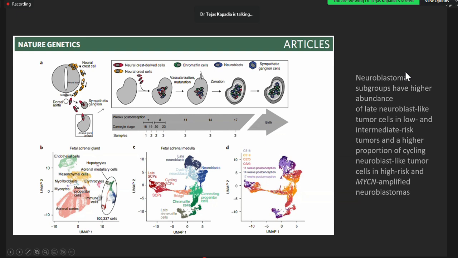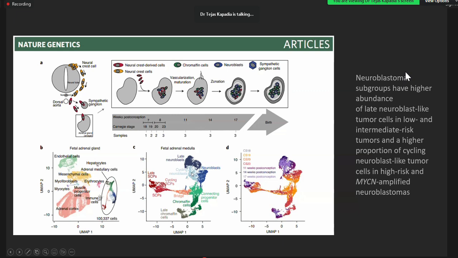So the neural crest cell derivatives undergo evolution, finally forming sympathetic ganglion cells and also forming part of the adrenal medullary cells. When we look at this chart of the fetal adrenal gland, there are many different types of cells, of which the medullary cells form a very small component compared to the cortex. When we look at just the medullary cells, there are again various types of cells, and one of them is the late neuroblast or the cycling neuroblast. These are the ones which have more propensity.